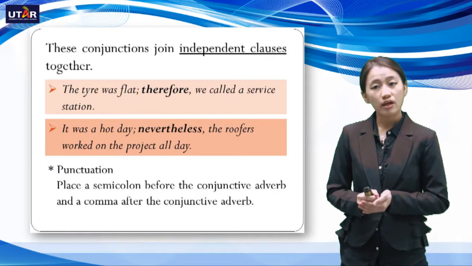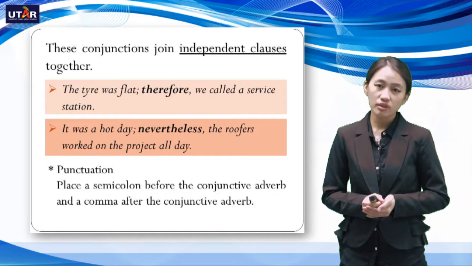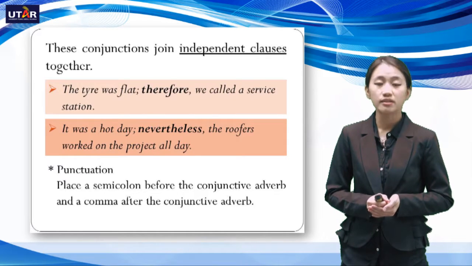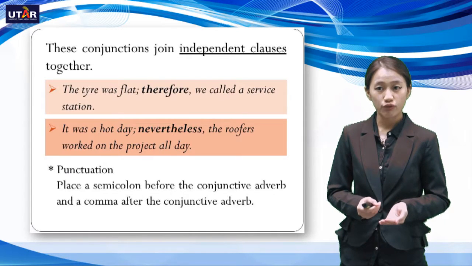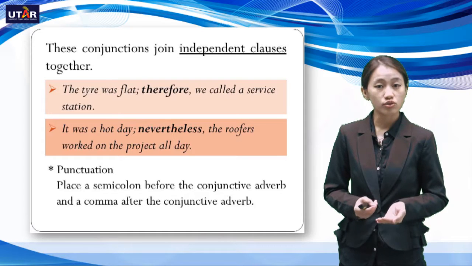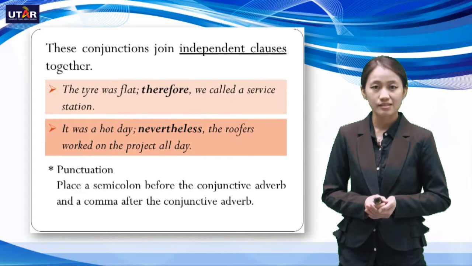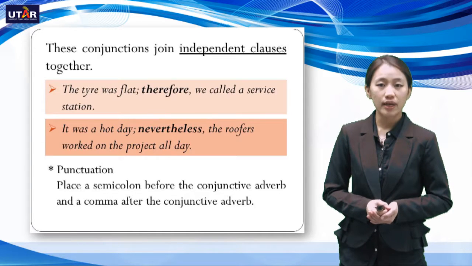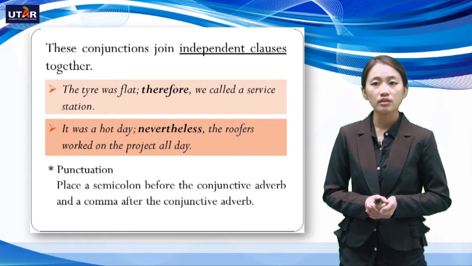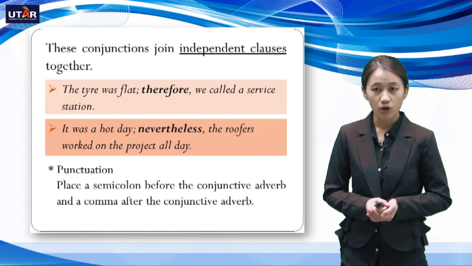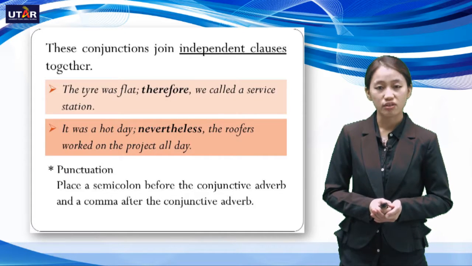When you look at the other sentence, which is, we called a service station, this is also considered a complete sentence. We called, you have your subject, you have a verb, a service station, and also an object. So this is also considered a complete sentence, in other words, an independent clause. So by joining these 2 together, we would require the conjunction, therefore. So the tire was flat, therefore we called a service station.